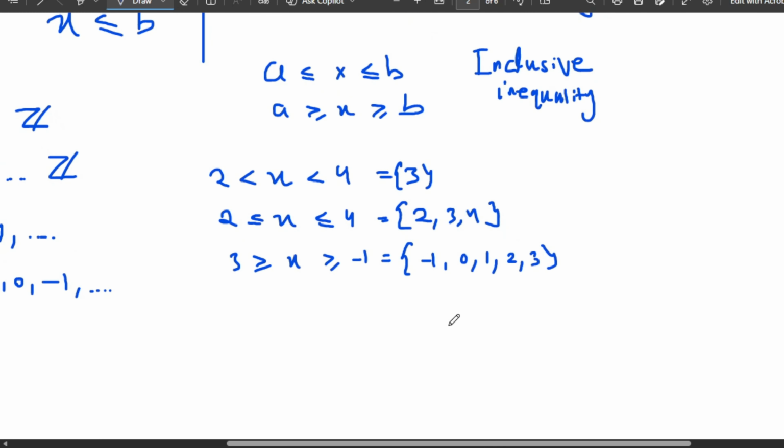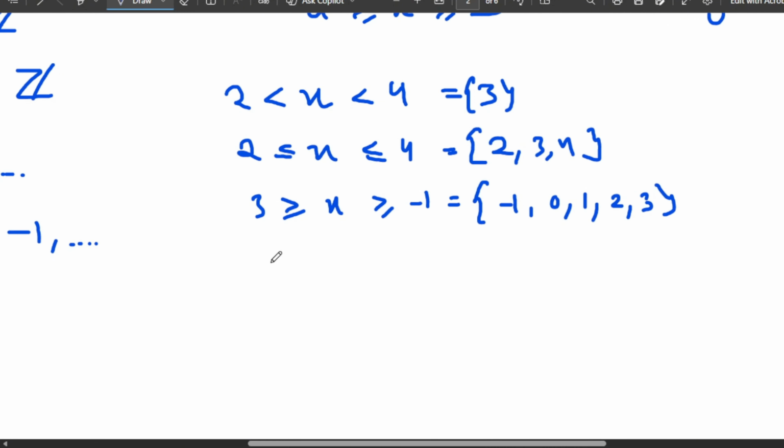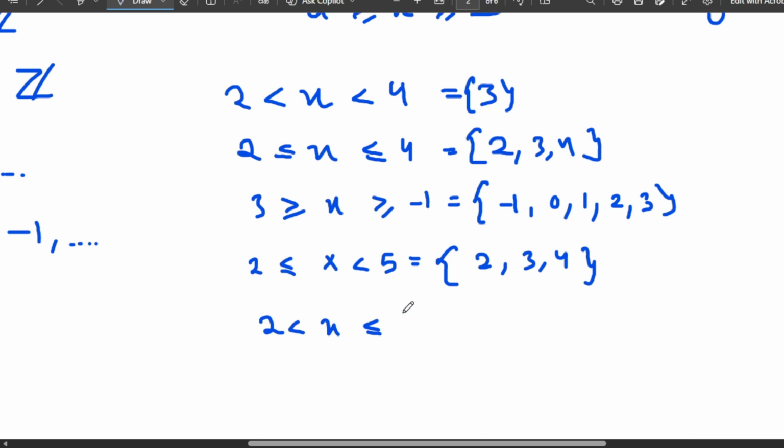And also, an inequality can be partially inclusive and exclusive. So 2 is less than or equals to x, and it's less than, let's say, 5. What does that mean? We still have 2 because there's an equal sign. We have 3 and 4, and because there's no equal sign on 5, we exclude 5. Again, the same example, but if we include 5, it means we exclude 2. We start from 3, 4, and we add 5 here.